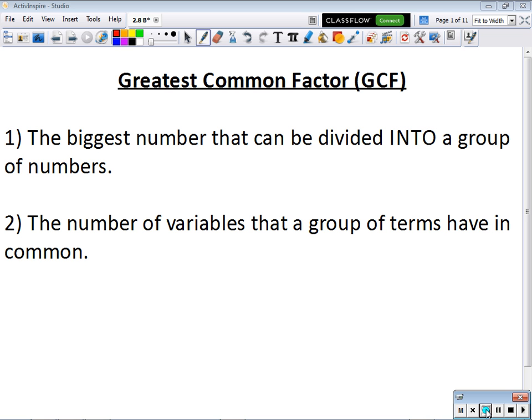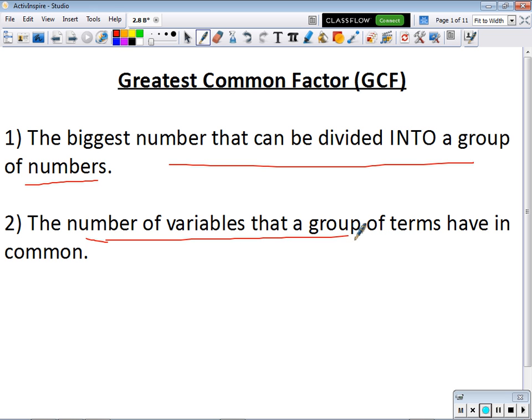So in this video we're going to look at what's called a greatest common factor. Two things we just want to be aware of with greatest common factor. One is the greatest common factor is the biggest number that can be divided into a group of numbers or a pair of numbers. And then if we're talking about variables, we're basically looking at the number of variables that a group of terms have in common.